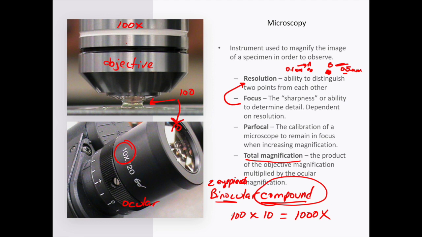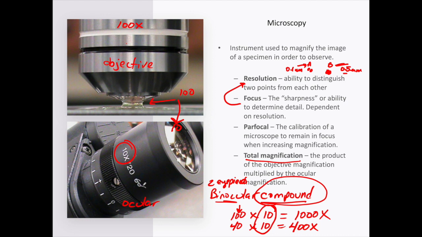If I were doing this with a 40x objective, I would then multiply my ocular times my 40x objective, and that would give me a magnification of 400x. Notice the objective is where we have variability in the magnification. The eyepieces always remain the same. The oculars are the same.